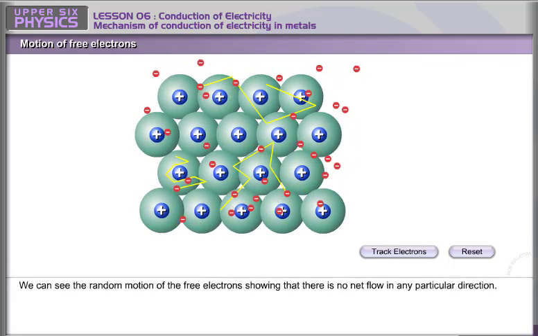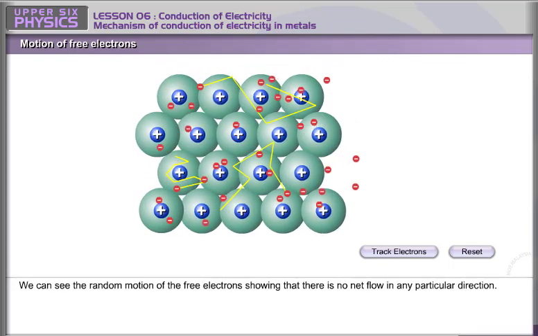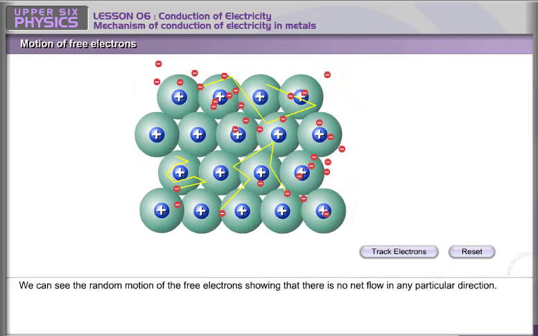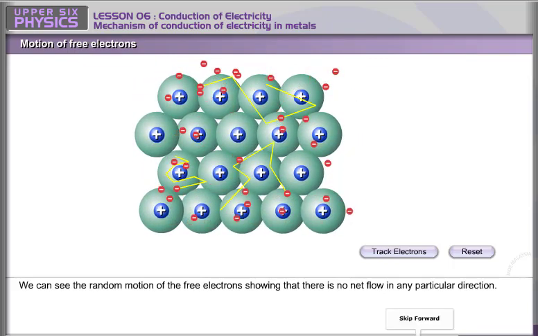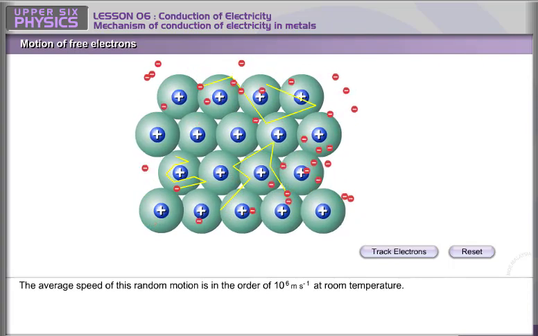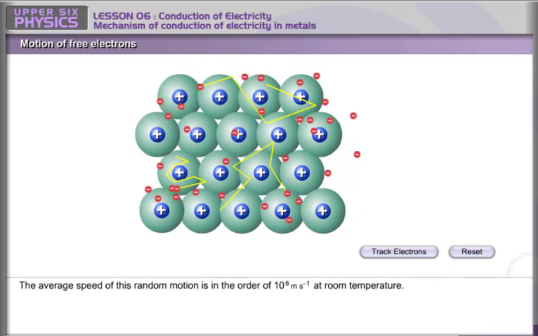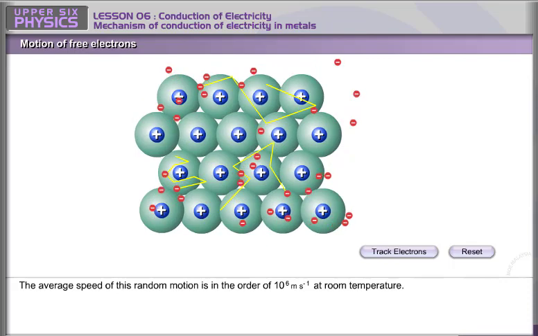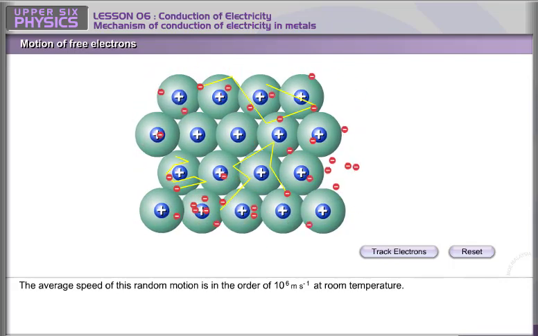We can see the random motion of the free electrons showing that there is no net flow in any particular direction. The average speed of this random motion is in the order of 10 to the power of 6 meter per second at room temperature.